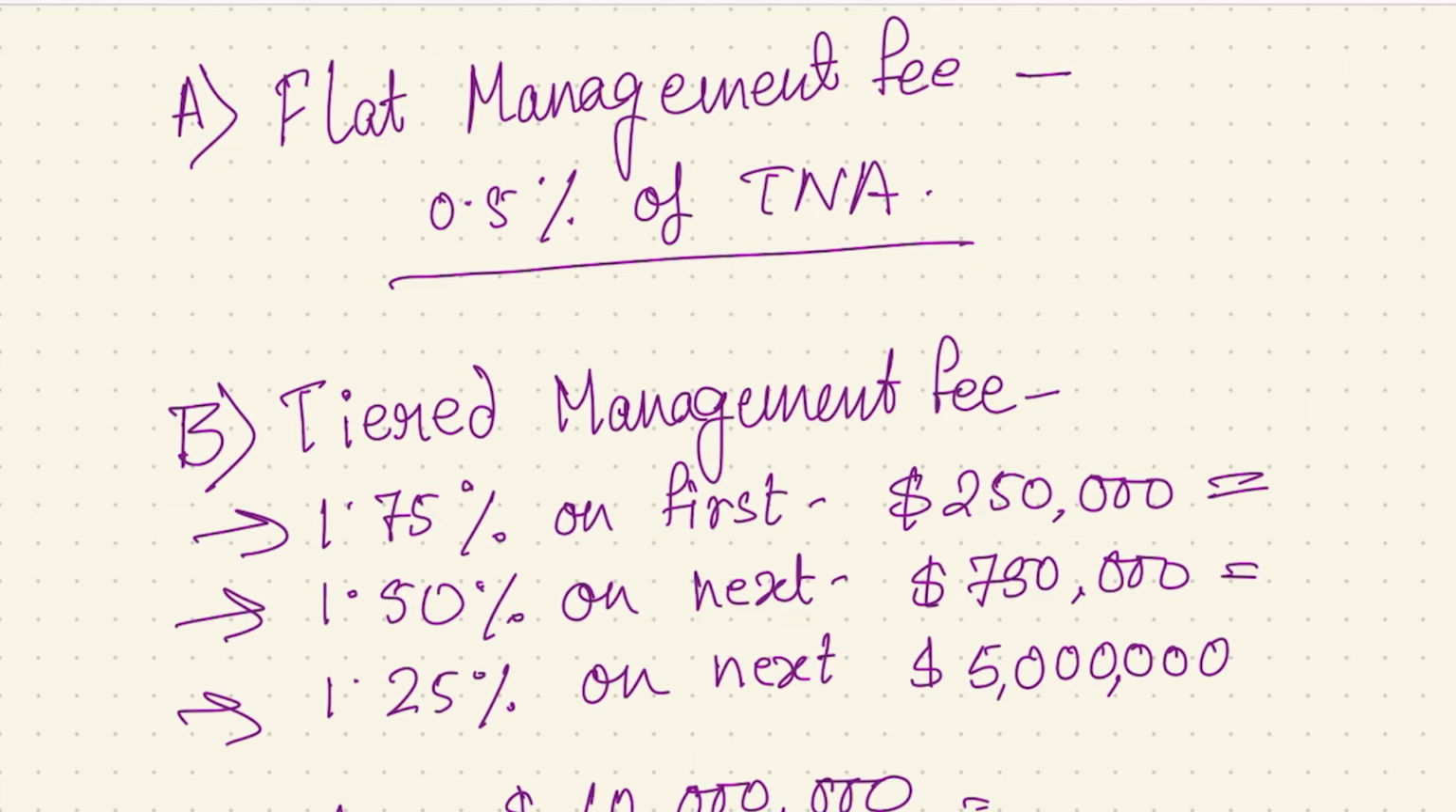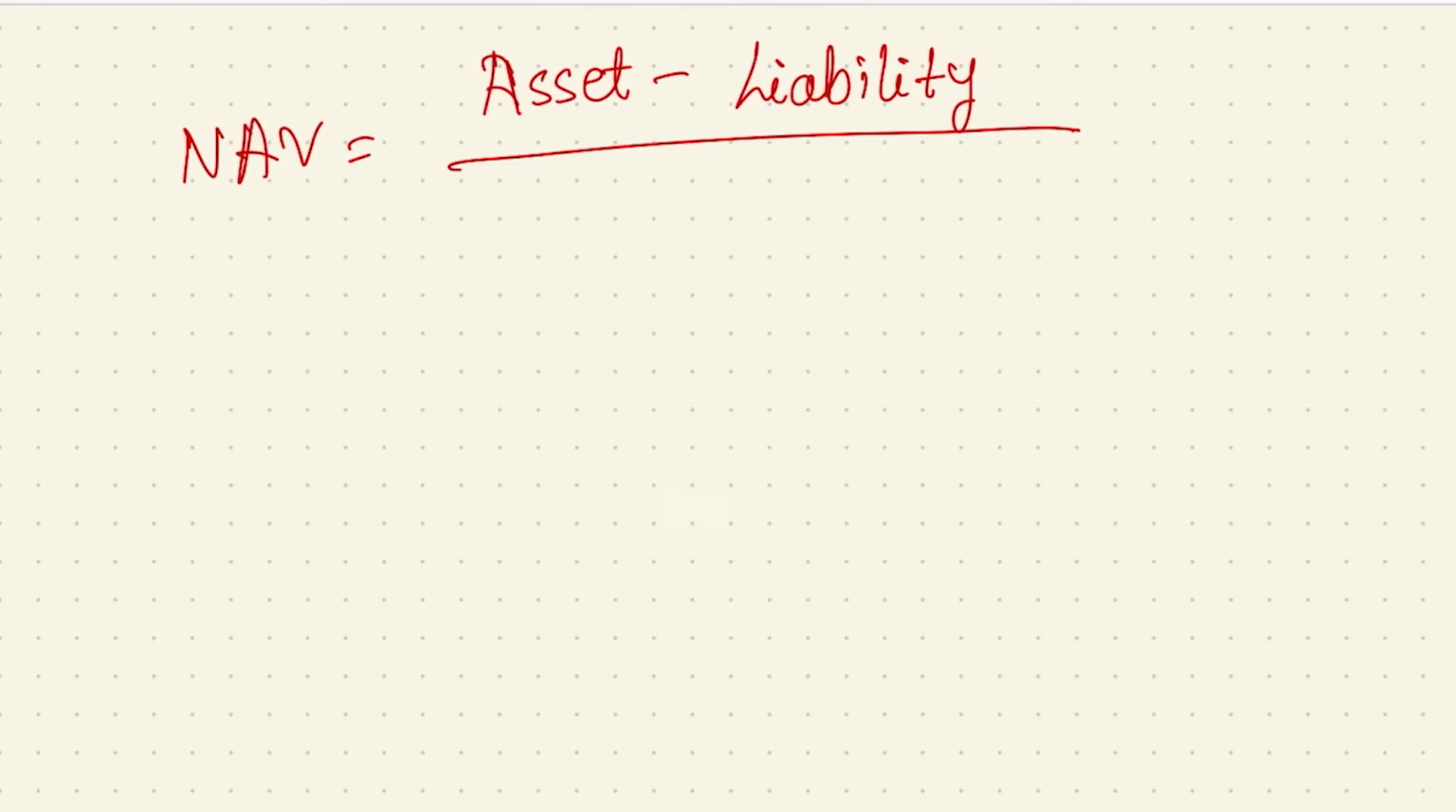So from a NAV point of view, where will it come in? I have always told you the NAV formula, right? So the NAV formula is asset minus liability, divided by number of shares outstanding.